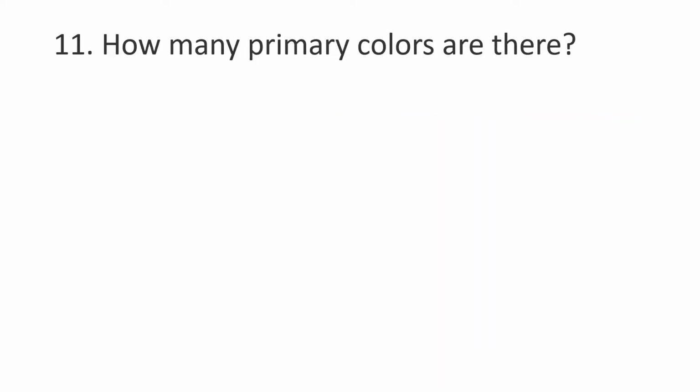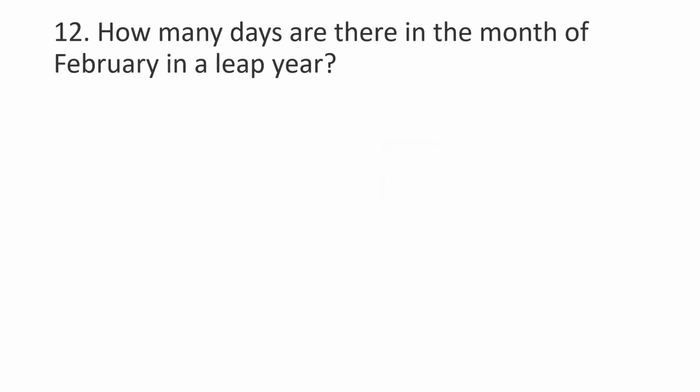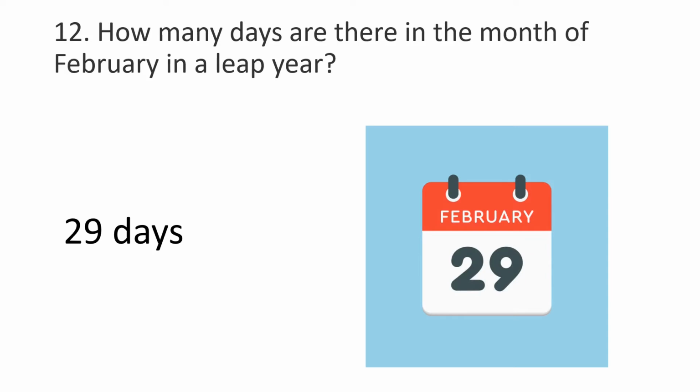How many primary colors are there? The answer is 3, that is red, yellow, blue. How many days are there in the month of February in a leap year? The answer is 29 days.